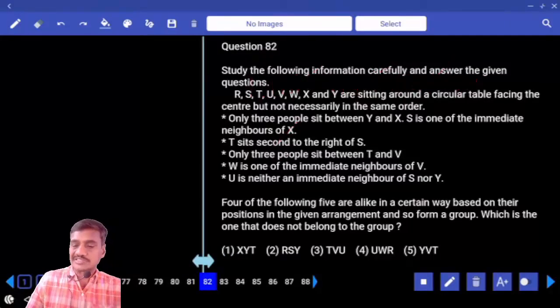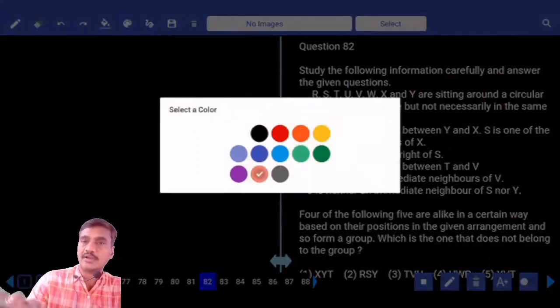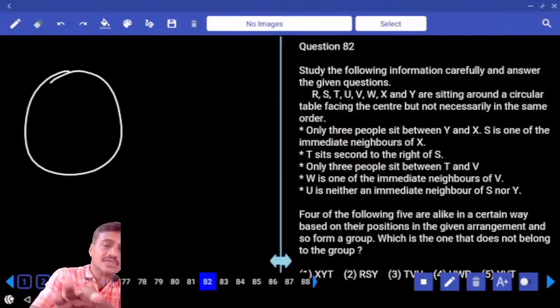Now it is based on sector arrangement. Sector arrangement, first priority or the second priority. All the persons are facing towards the center. No other parameter is added to this one. Hence it must be the first priority. 1, 2, 3, 4, 5, 6, 7, 8.